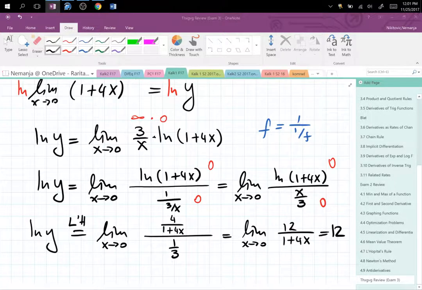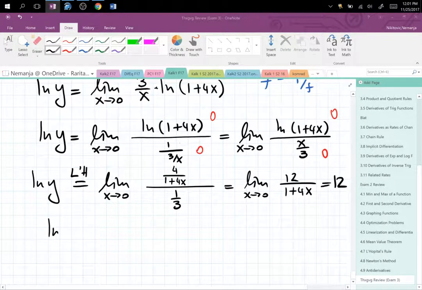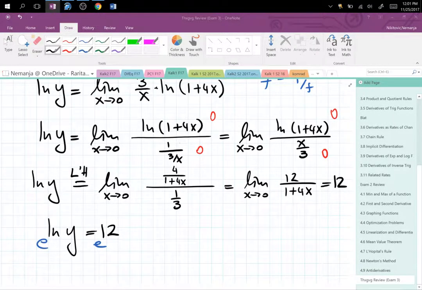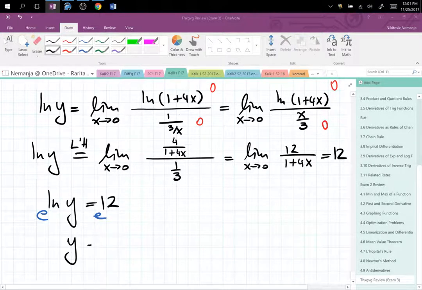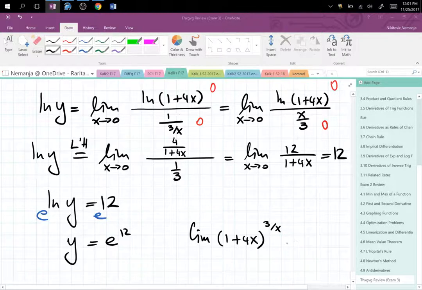So the answer is 12 for this particular limit, oh no, sorry, that's ln y is 12. ln y is 12. And then we e both sides, and now we're done. There we go. So y is equal to e to the 12th. Wow. So the limit of 1 plus 4x raised to the 3 over x is equal to e to the 12th as x goes to 0.